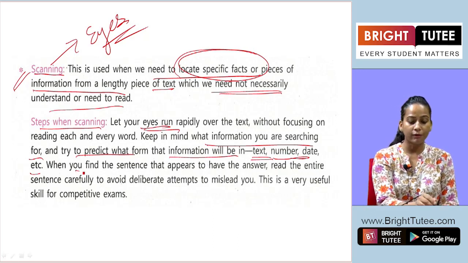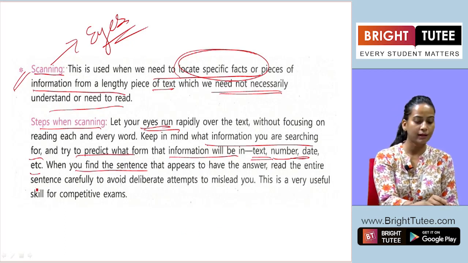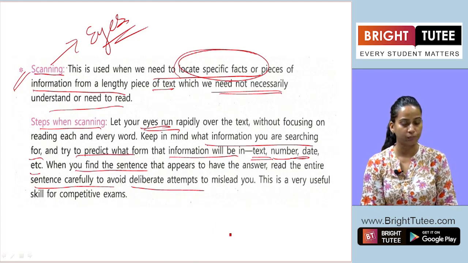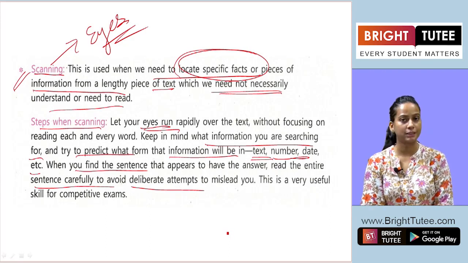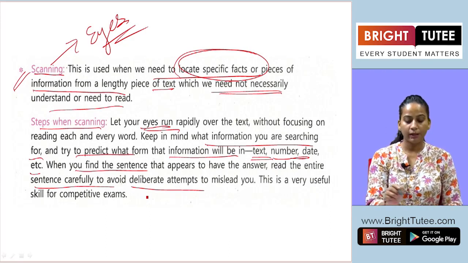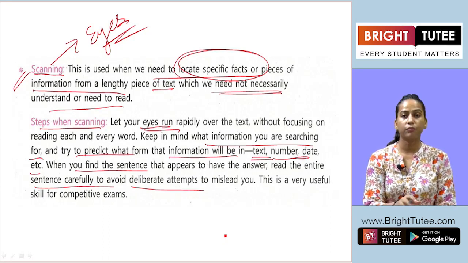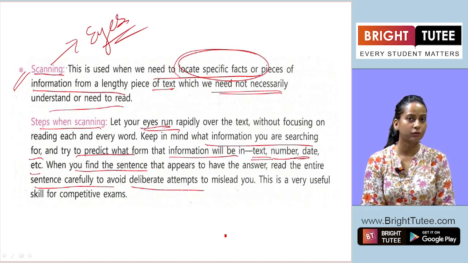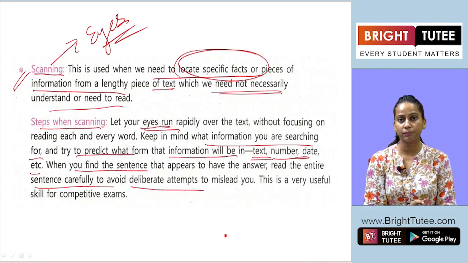Clear? When you find the sentence that appears to have the answer, read the entire sentence carefully to avoid deliberate attempts to mislead you. Clear? Here, what is required is that when you are reading and somewhere you get that particular fact or the answer you were looking for, the next requirement is that you have to read the sentence carefully.